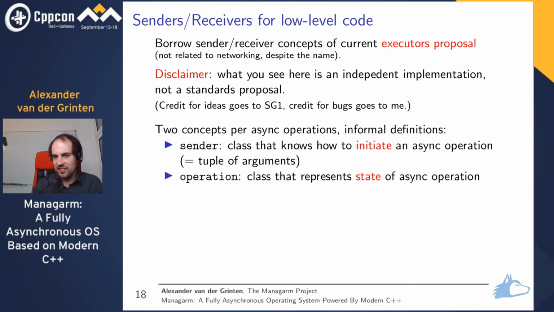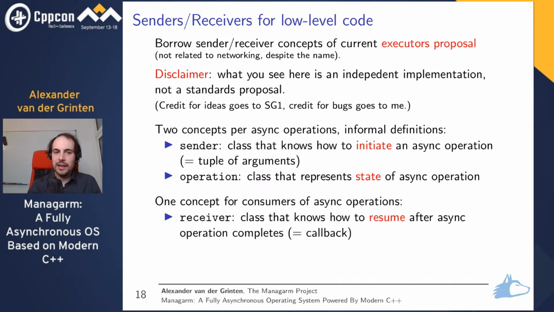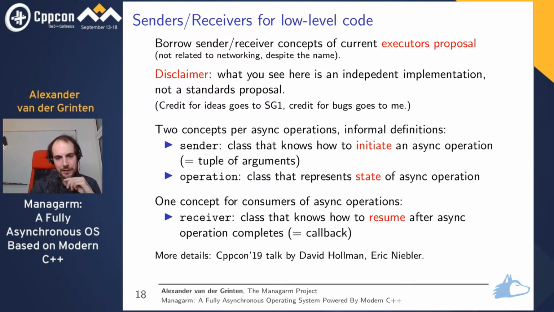Then I have some operation object, and that's just a class that represents the state of an async operation. And that's something I need to implement for each primitive async operation. And then for each consumer of async operations, I need to implement a receiver. And that's a class that knows how to resume after an async operation completes. So it's basically a callback on steroids and nothing more. All these three things are really simple conceptually. They just have names that make them sound more complicated, at least if you haven't looked at them deeply yet. More details can be found in David Holman's and Eric Niebler's talk from last year's CppCon. And if you're interested in these topics, I really advise you to watch that talk.